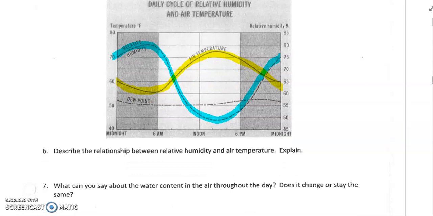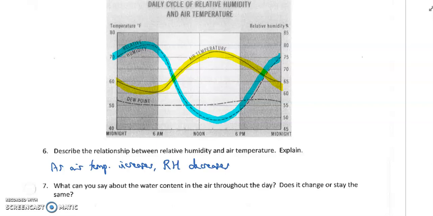It says, describe the relationship between the relative humidity and the air temperature. So this is what we have to put in a nice sentence here. As air temperature increases, relative humidity decreases. And again, it all has to do with what we were saying on the bottom of the previous page, with changing that capacity. This goes back to one of those graphs where the warmer the air, the greater the capacity.